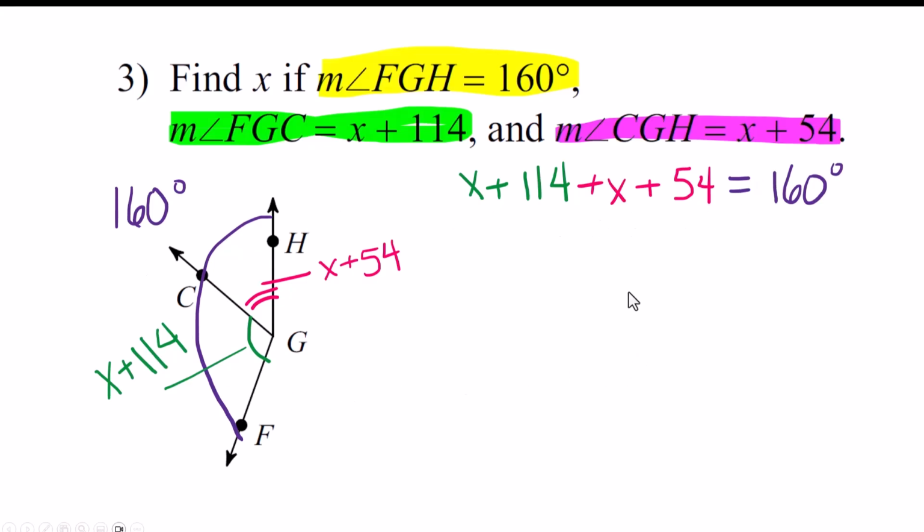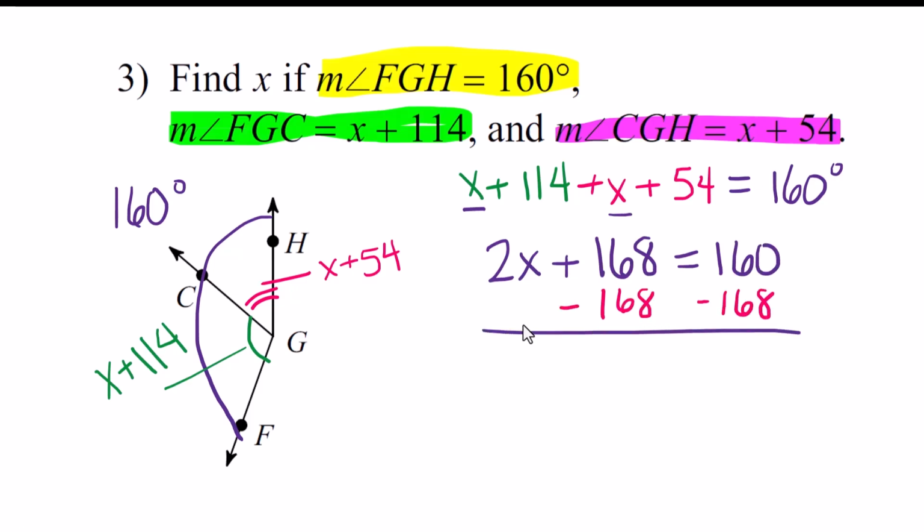The geometry is done once you have this part written. Now you're going to do algebra. We're going to start by combining like terms, putting the x's together and putting the numbers together. Now we subtract 168 on both sides. We end up with 2x equals -8 and x equals -4.